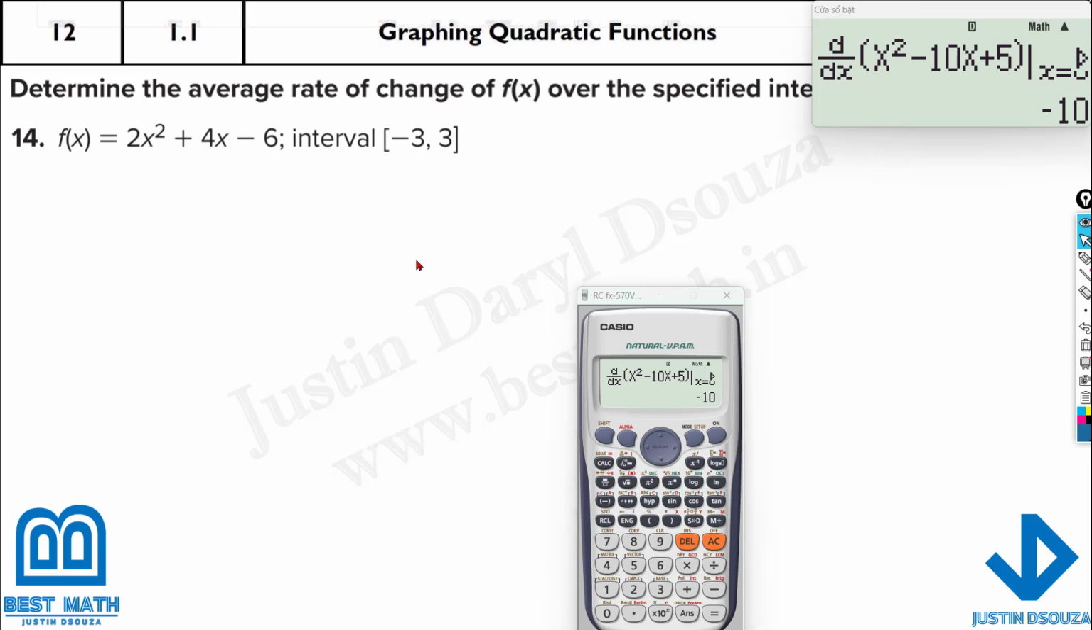What about the next problem? I'm going to use the calculator method here. It is 2x squared plus 4x, and we have minus 6 here.